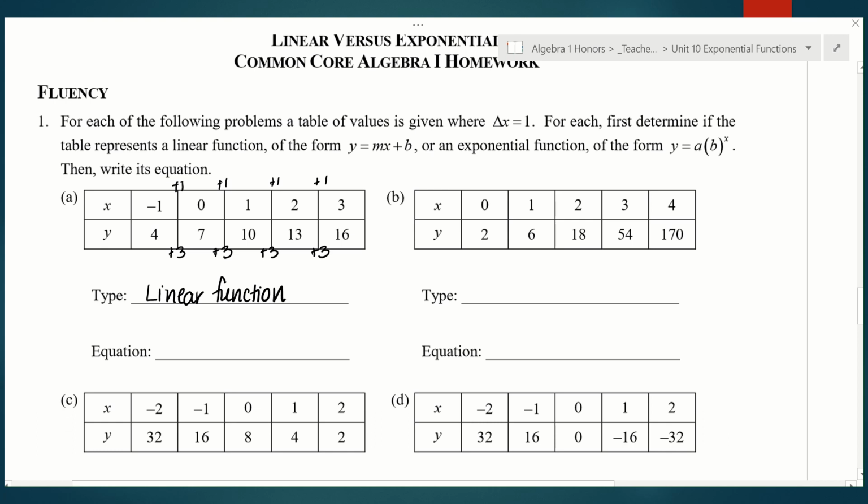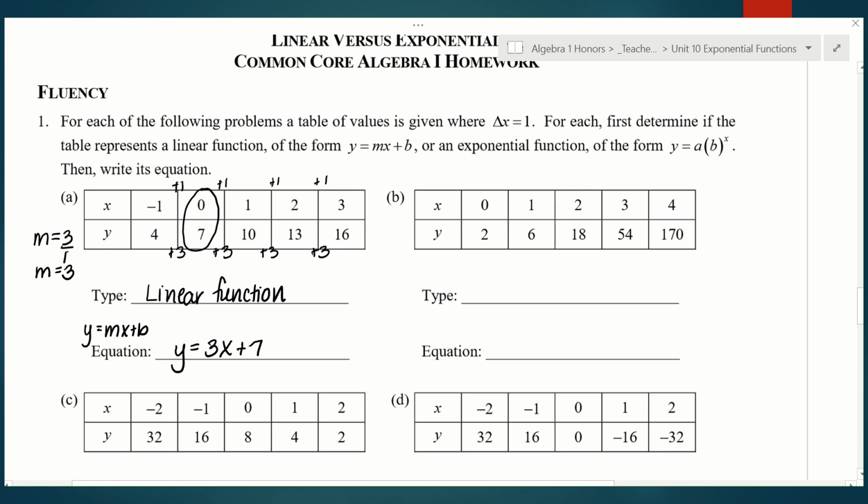Okay, so for a linear function, I need to write my equation in y equals mx plus b form, slope-intercept form. And so I need the slope and the y-intercept in order to do that. Because I can see my change in y over my change in x is 3 over 1, that means my slope is 3. So I'm going to start by saying y equals 3x. And then I need my y-intercept, which looking at the table is this point right here. It's whenever x is 0. So I don't have any work to find that.